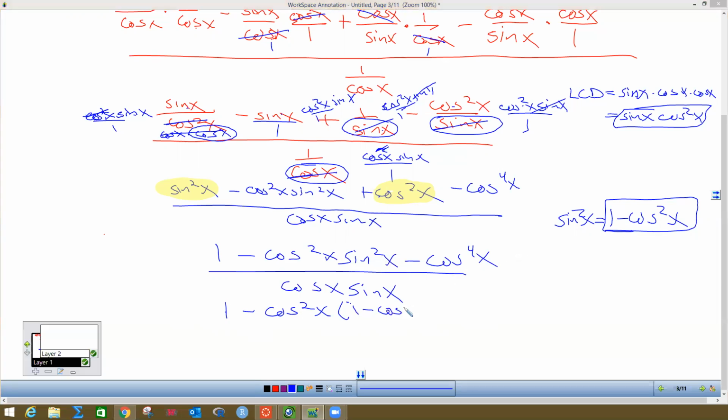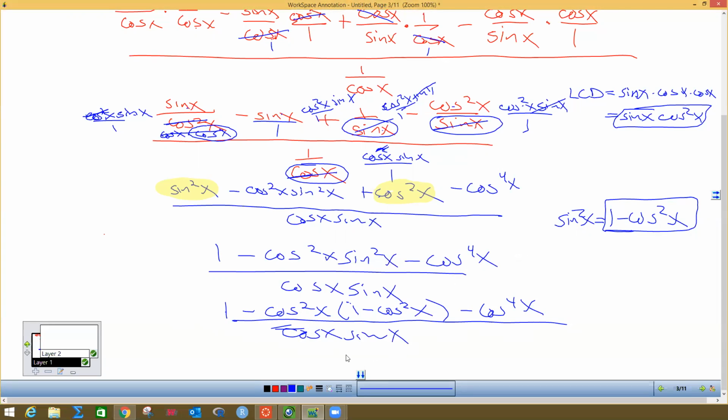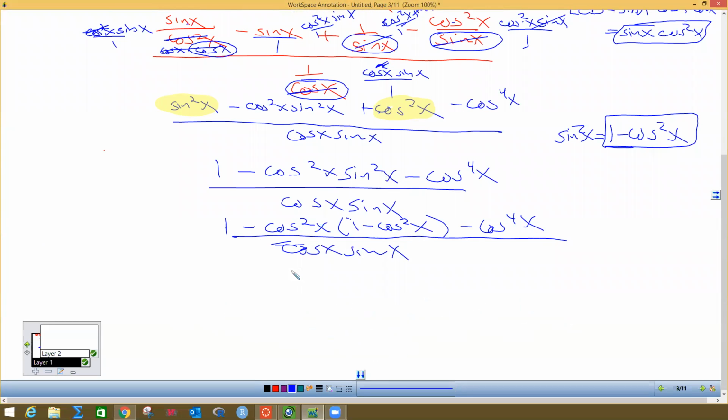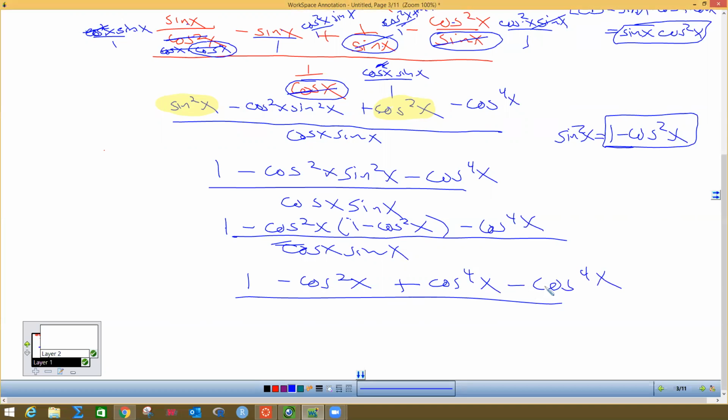So this is a real hard problem, by the way. And then I got minus cosine to the 4th x all over my common denominator. Okay, then I'm going to distribute negative cosine squared to both of these. So this will be 1 minus cosine squared x plus cosine to the 4th x. Oh, that helps right there. That helped a lot. That plus, this plus deal helped right here, because these two are going to cancel. When I took that negative cosine squared times that negative cosine squared, it gave me that positive one. So that was a good move.